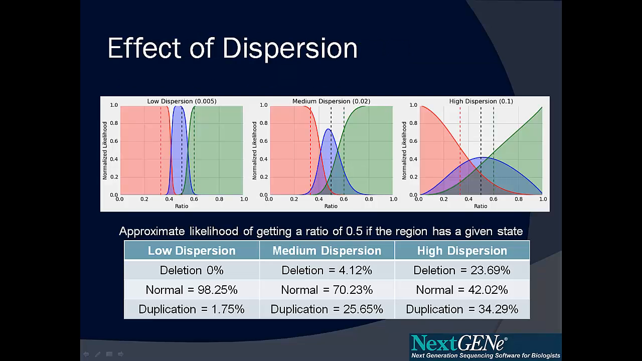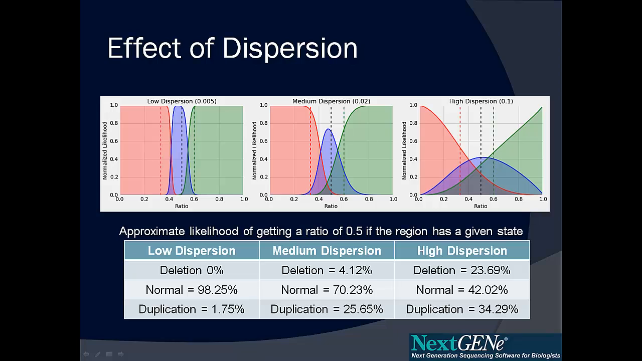So what is the effect of dispersion? What do we do with this value? If you have a lower dispersion, as you see on the left here, we get a much sharper peak around the middle ratio. We're a lot more confident that the ratio we're seeing is more indicative of the rate of the copy number ratio. So here you can see for low dispersion value, we are very confident, 98.25%, that if you got a value of 0.5, it's a normal region.